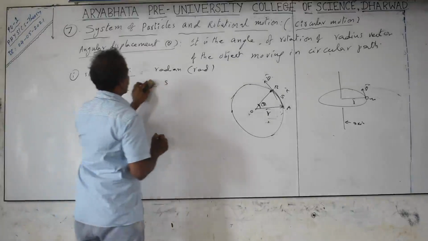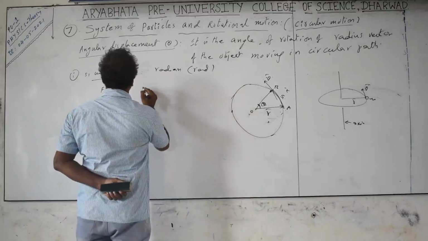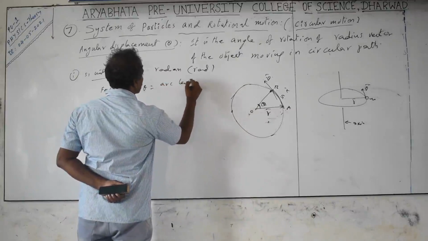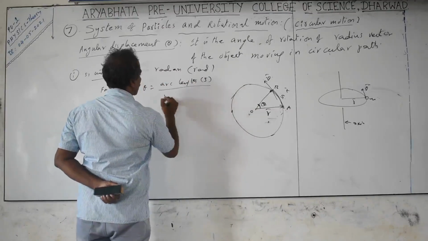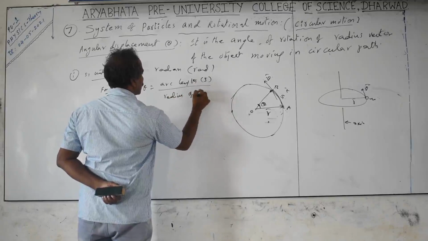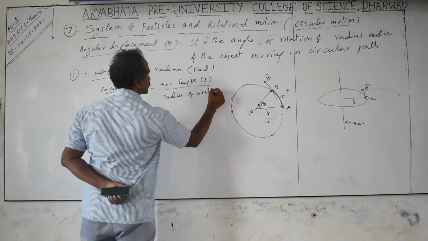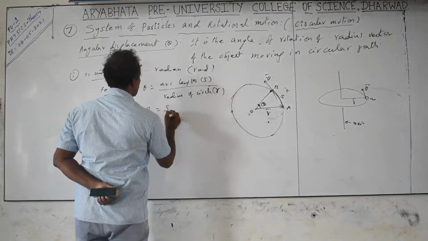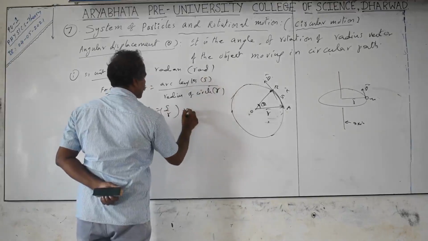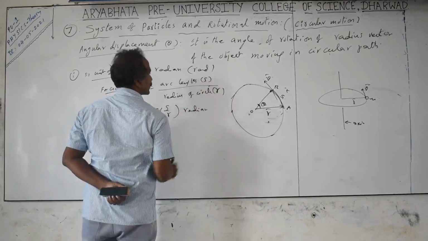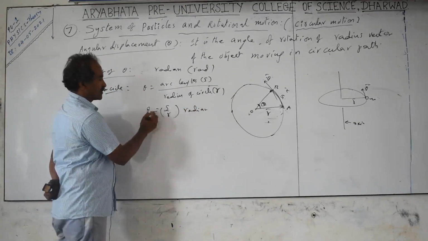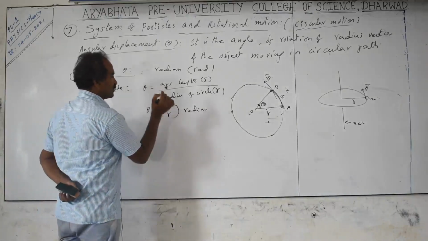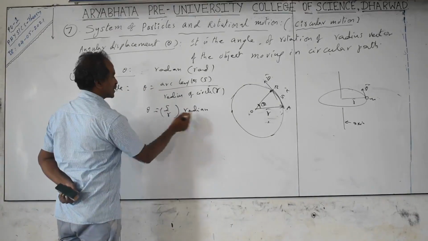arc length by radius of the circle. This angular displacement theta is equal to arc length s by radius of the circle. I have taken small r; capital R we can also take. That means theta is equal to s by r in radians. s is in meters, r is also in meters, so meter by meter units cancel, but for understanding purposes we give the unit separately, which is called radians.